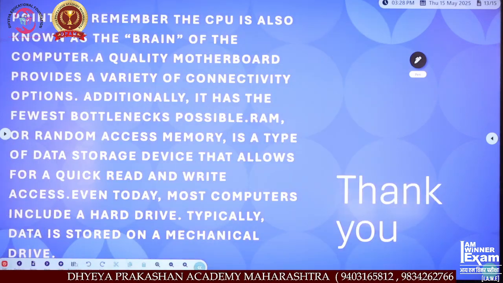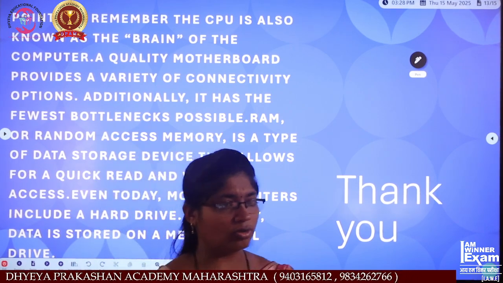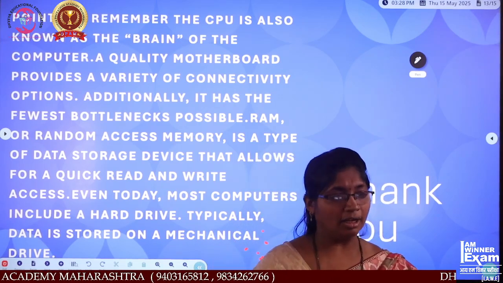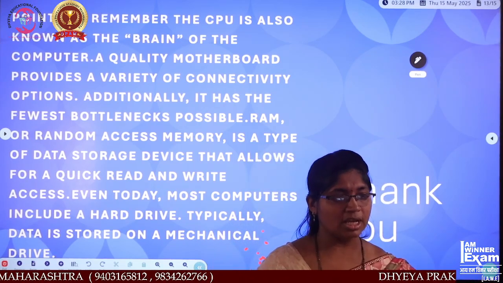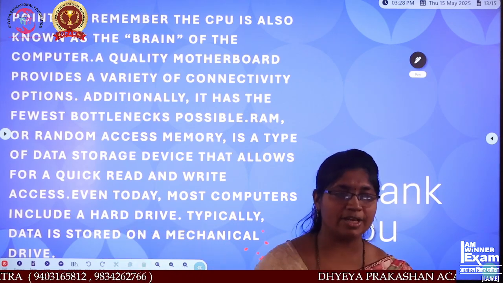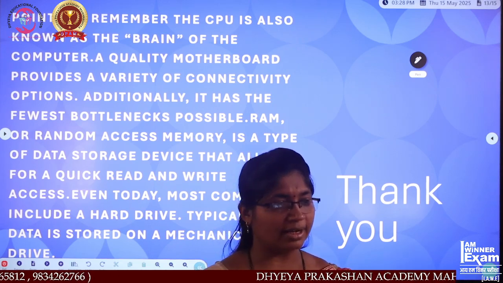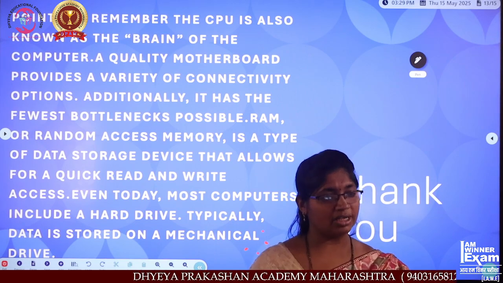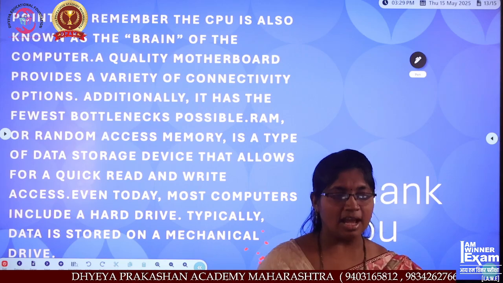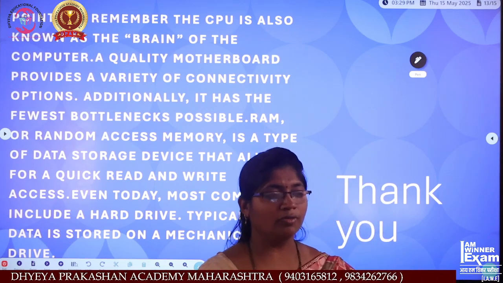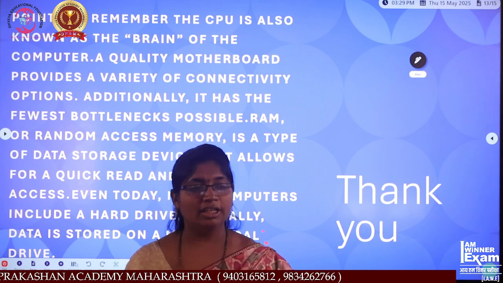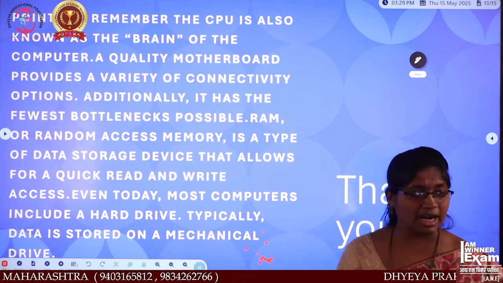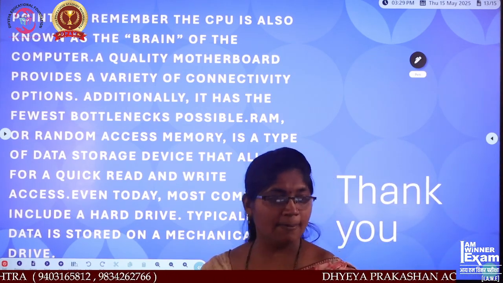Next, points to be remembered. The CPU is also known as the brain of the computer. A quality motherboard provides a variety of connectivity options, and additionally, it has the fewest bottlenecks possible. RAM or random access memory is a type of data storage device that allows for quick read and write access. Even today, most computers include a hard drive. Typically, data is stored on a mechanical drive.